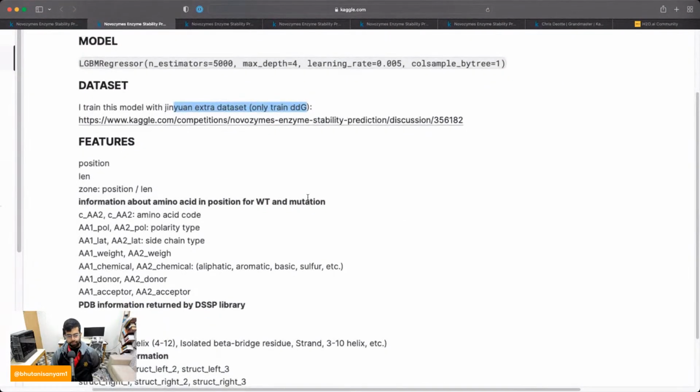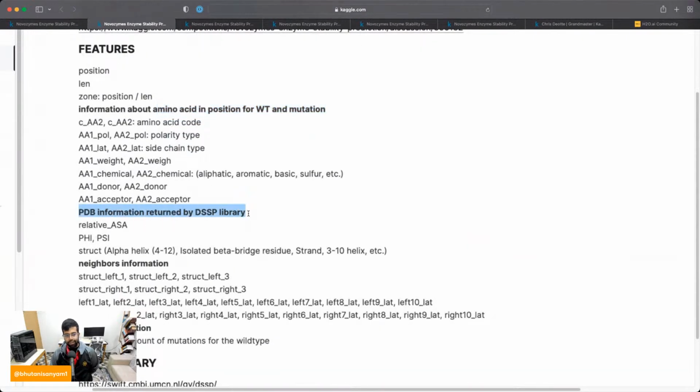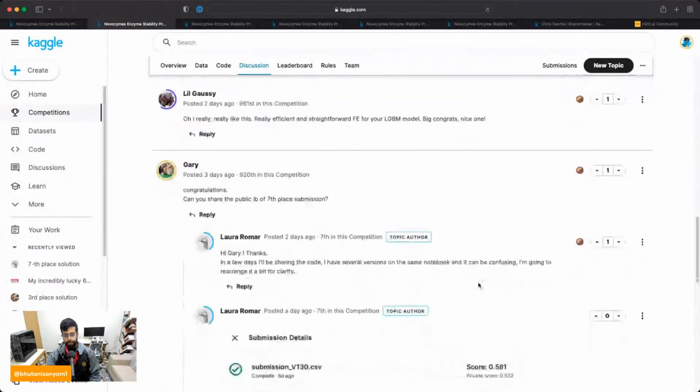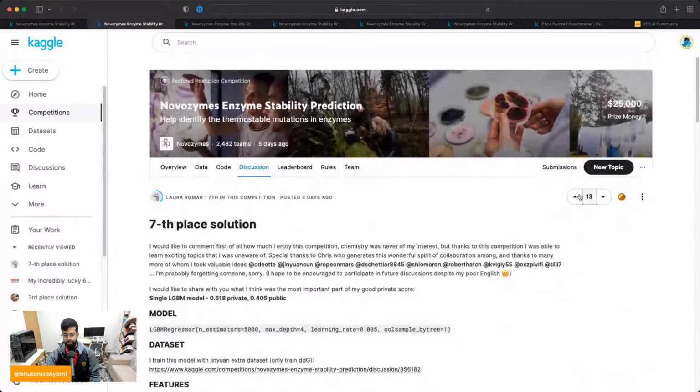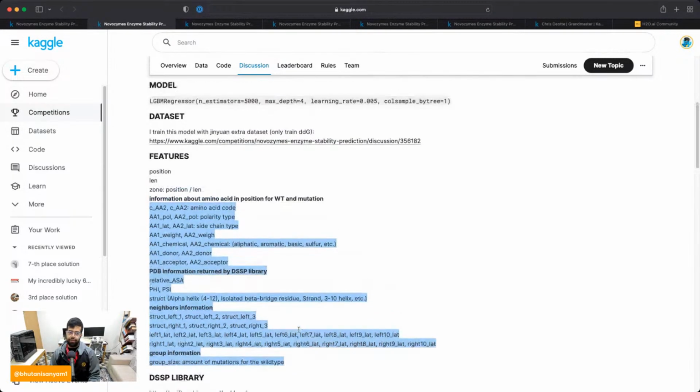He then shares different features used. So information about amino acid and position for WT and mutation, database information returned by this particular library, and neighbor based information. For the ensemble, it was weighted like so, and the B factor was used from this particular notebook. That's it for the seventh place solution, a short write up. But again, this is another example where LGBM was really helpful, but this team or this individual had used many domain specific features, as I understand.